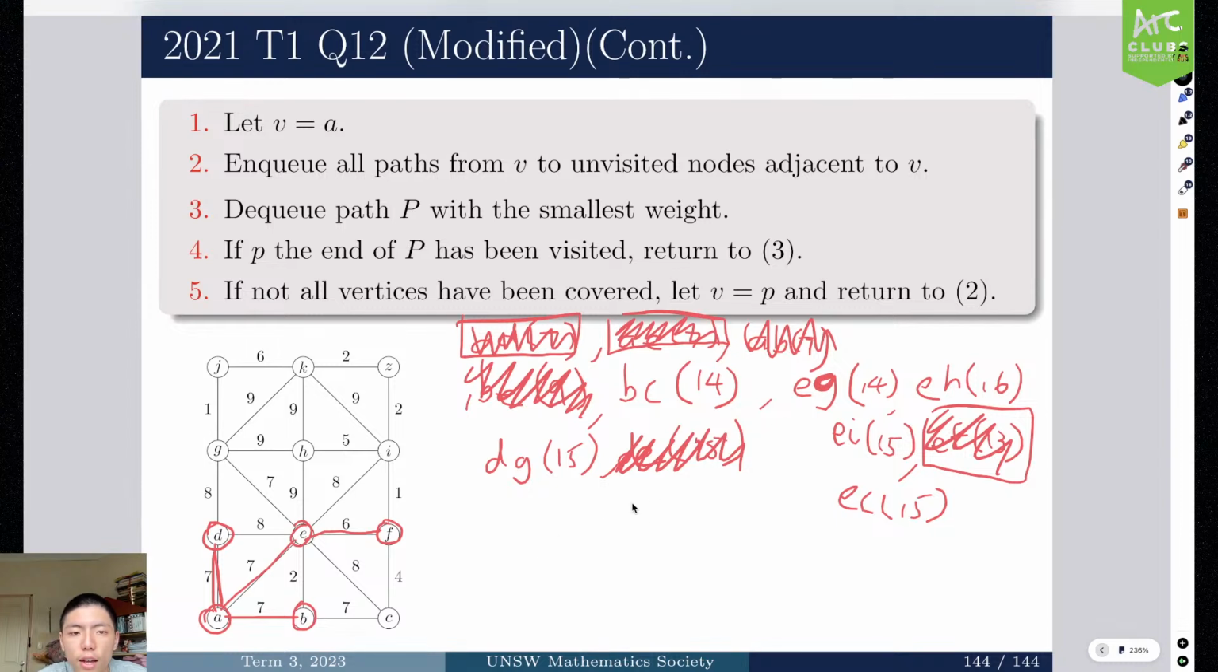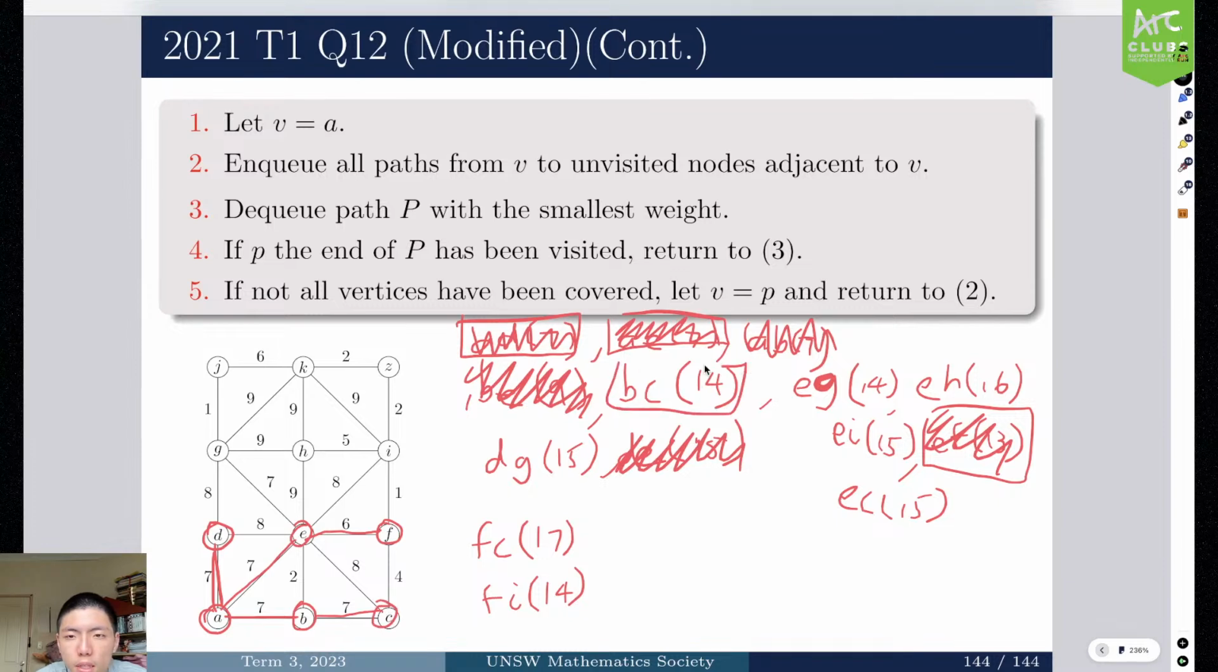Now, let's look at F. What can F go to? F can go to C and it can go to I. So if F goes to C, F goes to C with a total of 17. F can go to I with a total of 14. Okay, so the smallest number is now 14. So let's just go back and pick BC.